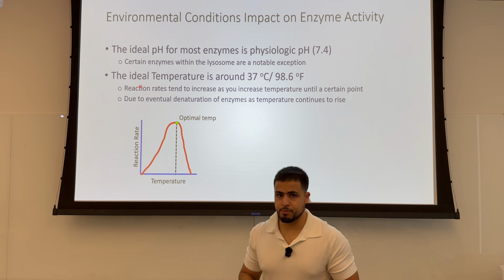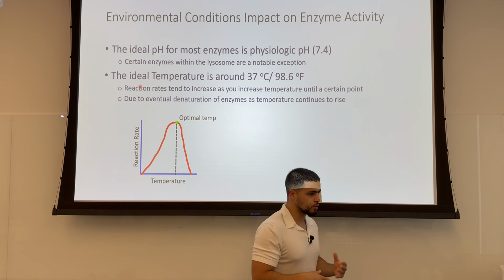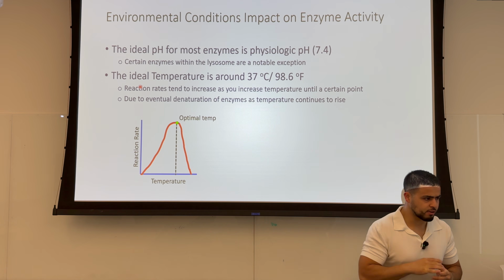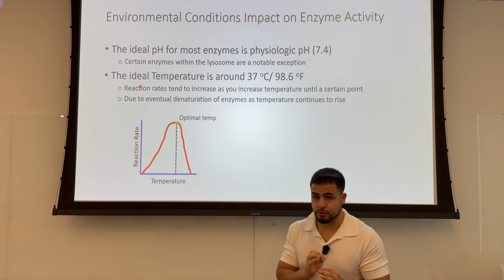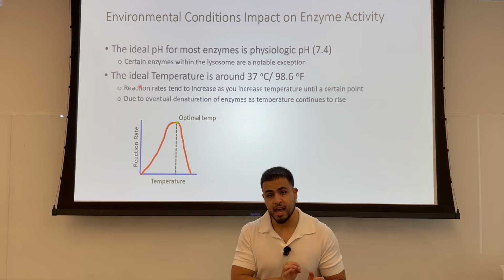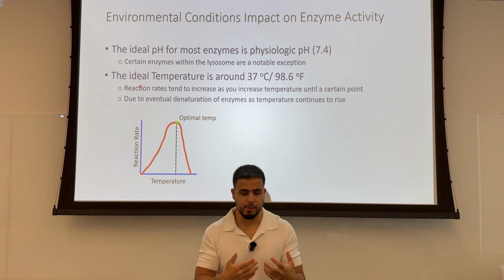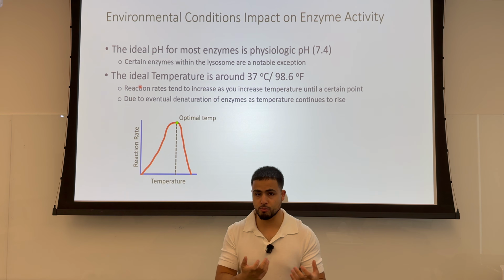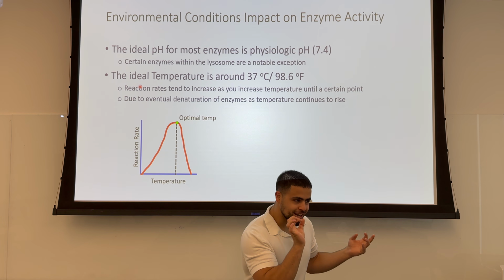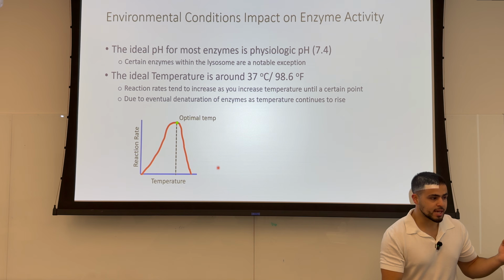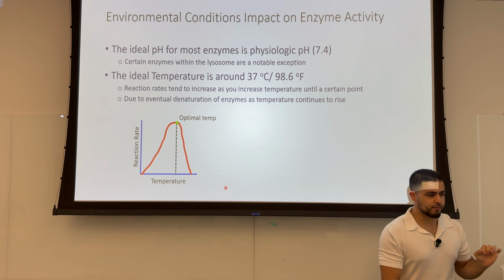Next, let's talk about temperature. So the ideal temperature for many enzymes is around 37 degrees Celsius or 98.6 degrees Fahrenheit, can be a little higher than that. Now, notably, reaction rates tend to increase as you increase temperature. And this makes sense because as you increase temperature, the molecules start moving faster, the enzymes start moving faster, and therefore reaction rates proceed quicker. However, at a certain point, if you increase the temperature beyond that point, you will have a sudden drop in the activity of the enzyme.